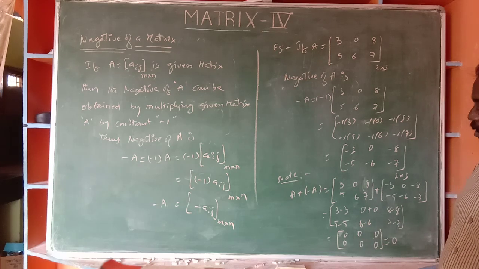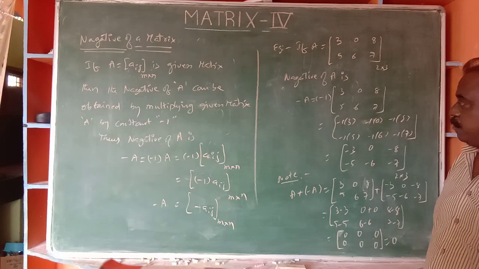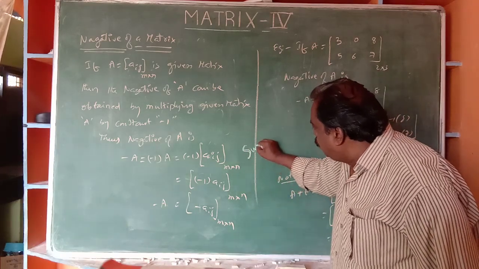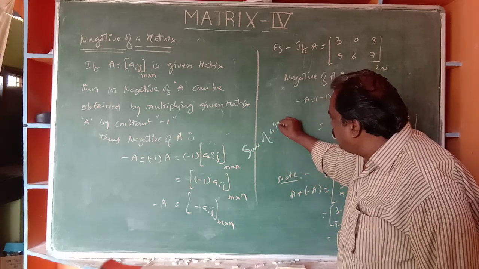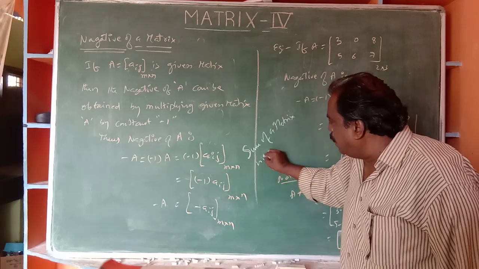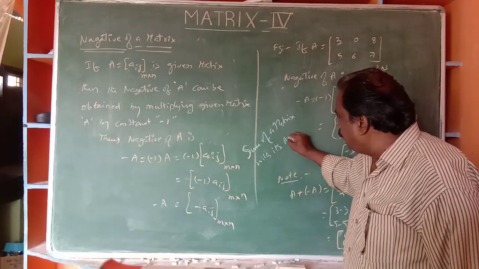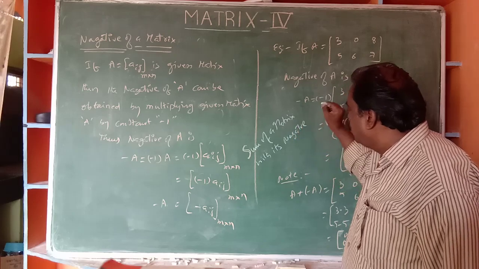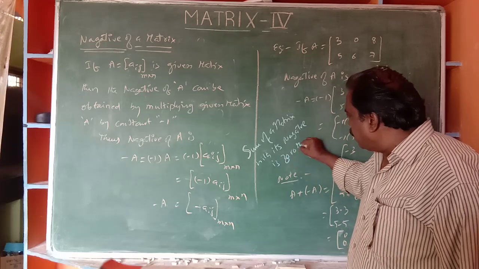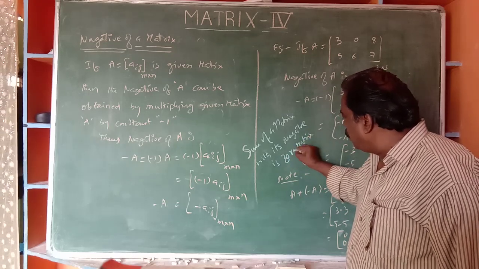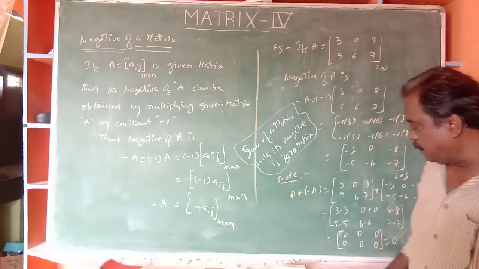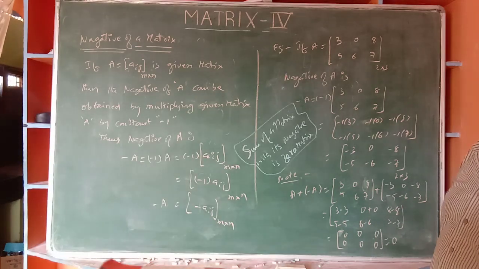So we may conclude that the sum of a matrix with its negative is a zero matrix. Okay? Is a zero matrix. Like that, we can define a negative matrix.